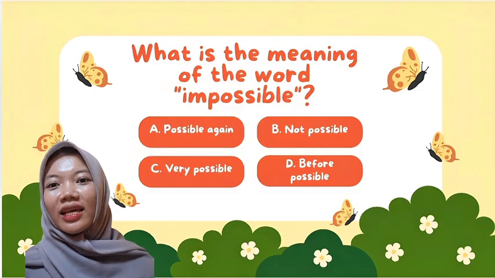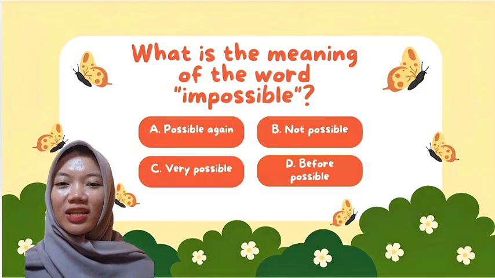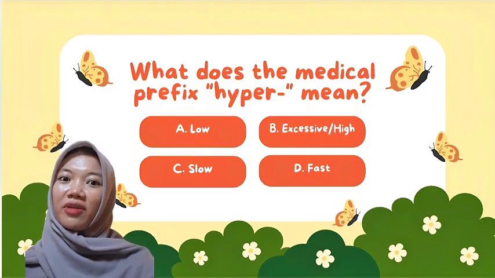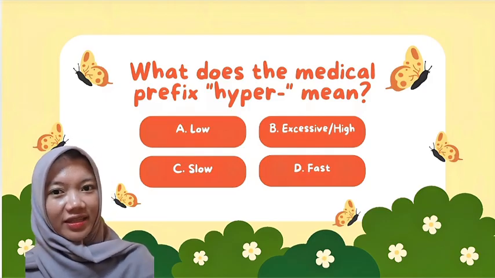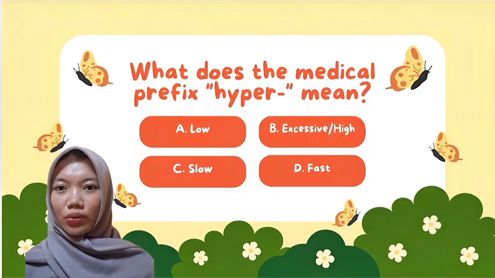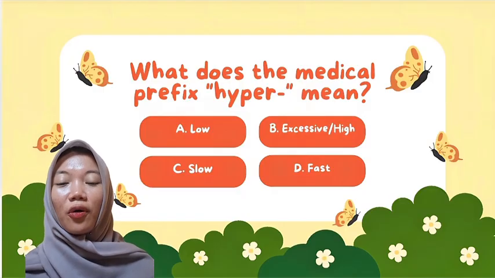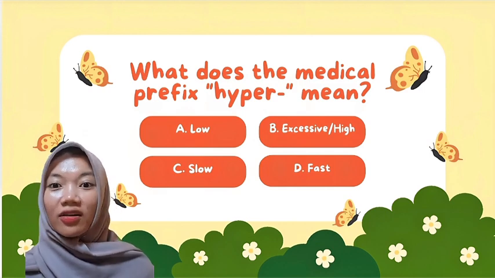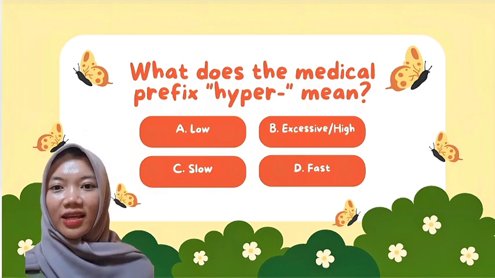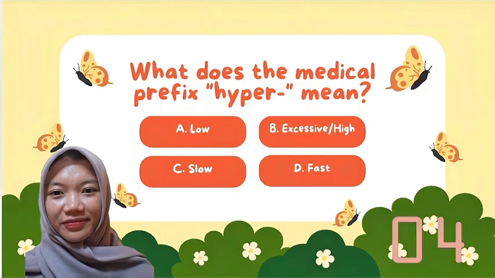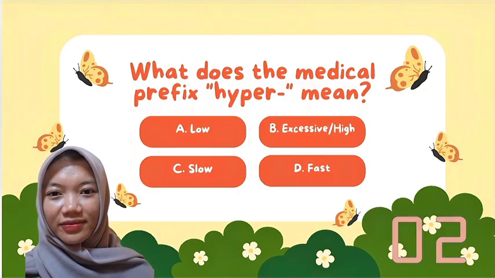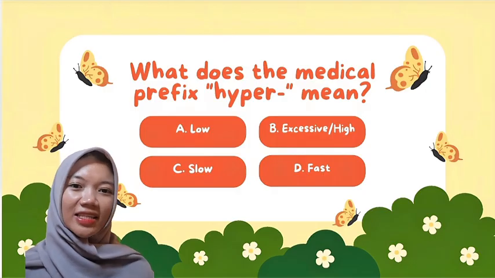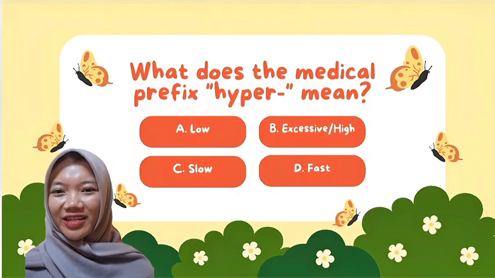And then, let's move to question number 4. What does the medical prefix hyper mean? A. Low, B. Excessive or high, C. Slow, D. Fast. You have 5 seconds. The correct answer is B. Excessive or high. Excellent work.